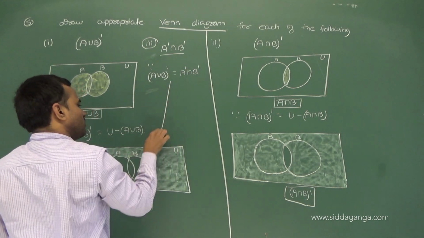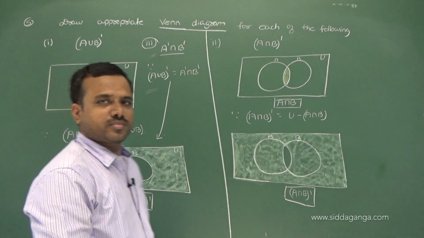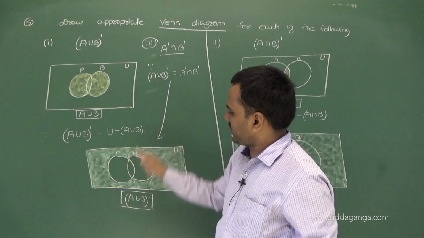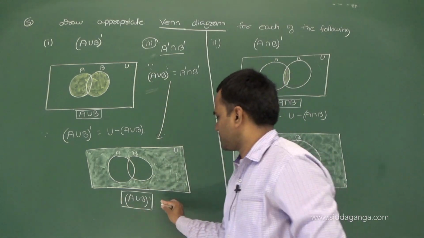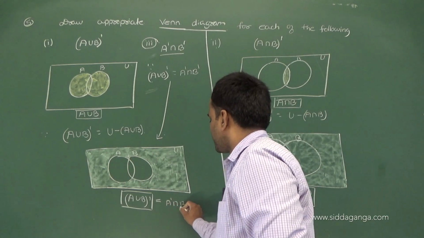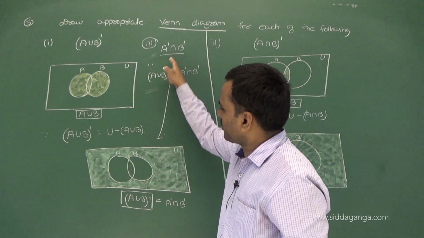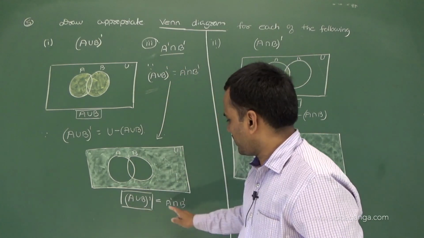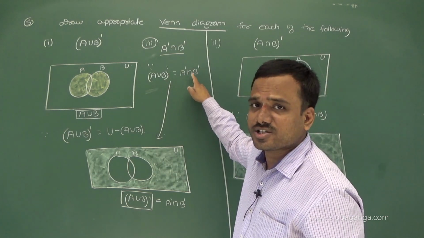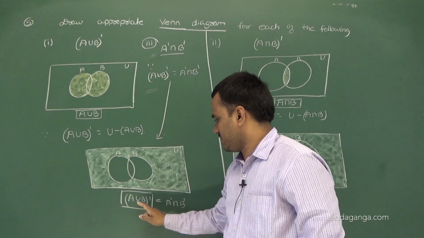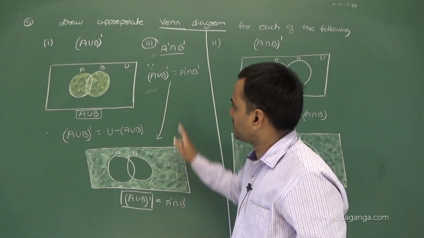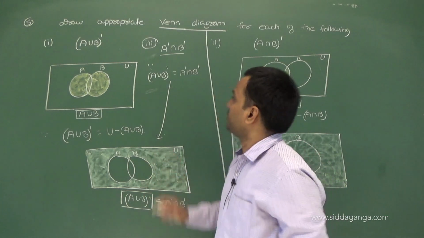this is enough. If you want A' intersection B', we write (A union B)', which is exactly equal to A' intersection B'. For the third problem, we write this diagram, since (A union B)' is equal to A' intersection B'. Third problem, same diagram.